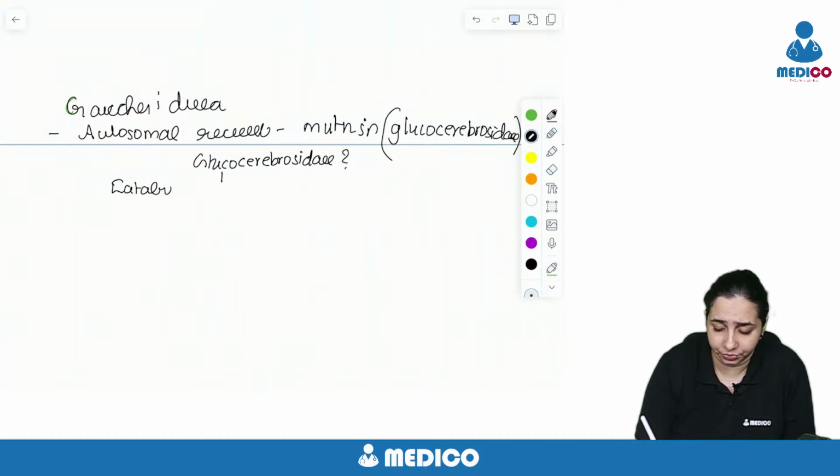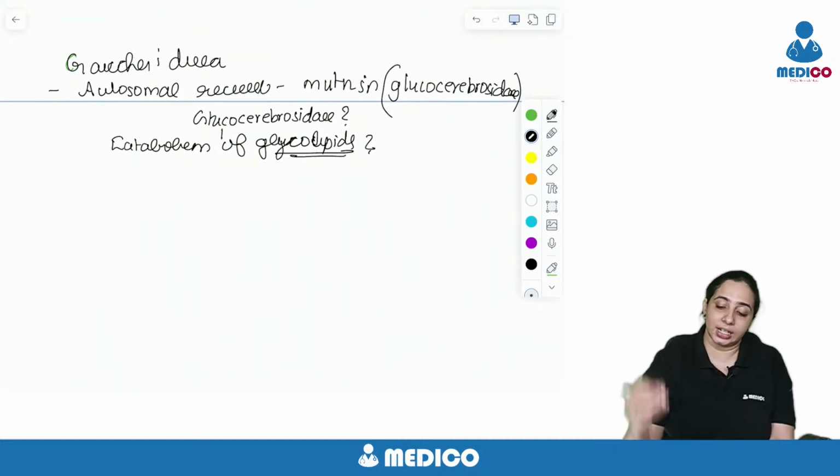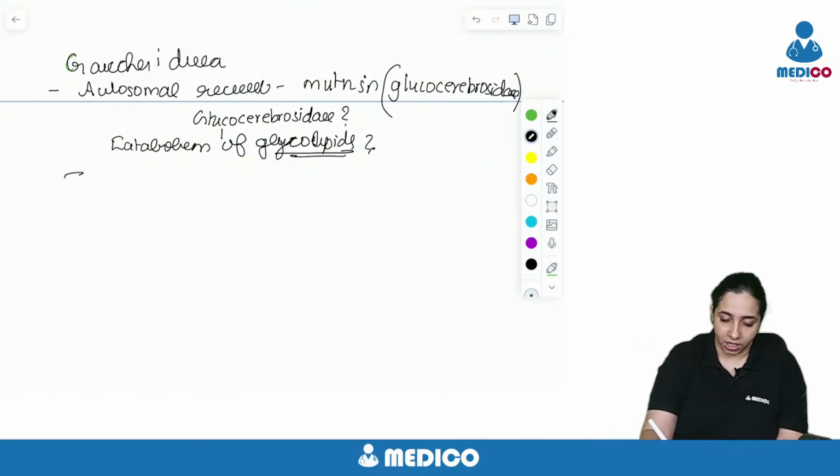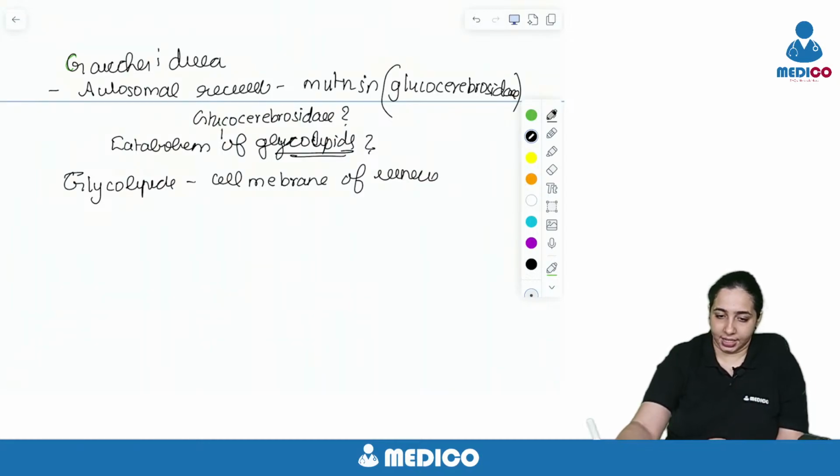catabolism of glycolipids. Okay, so where do you get glycolipids from? What is the origin of these glycolipids? These come from the cell membrane of senescent leukocytes and RBCs.